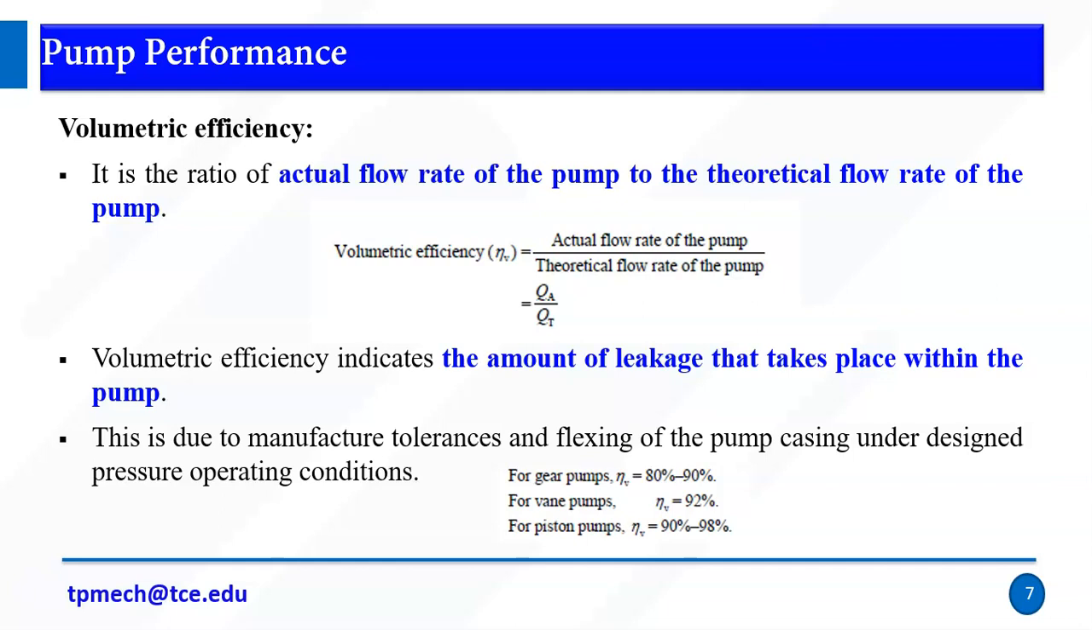So the volumetric efficiency indicates the amount of leakage that takes place within the pump. This is due to the manufacturing tolerance and flexing of the pump casing under designed pressure and operating conditions. For a gear pump, the volumetric efficiency may be 80% to 90%. For a vane pump, it may be 92%. For a piston pump, it may be 90 to 98%. So volumetric efficiency means actual flow rate by theoretical flow rate. The theoretical flow rate we can calculate with the help of the formula, QT. But the actual flow rate can be measured by the system at the pump.